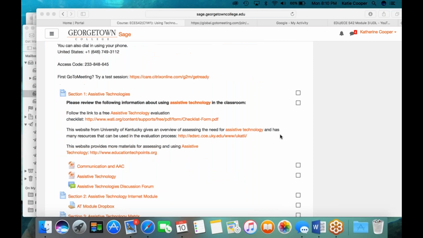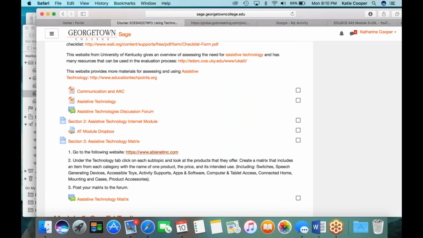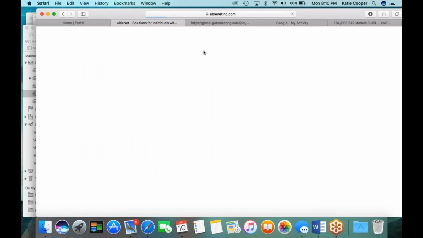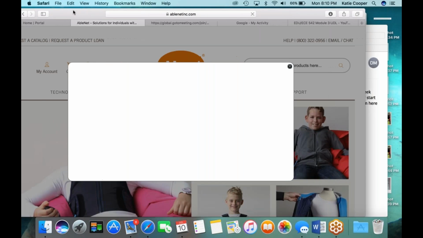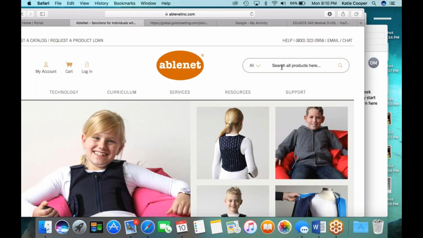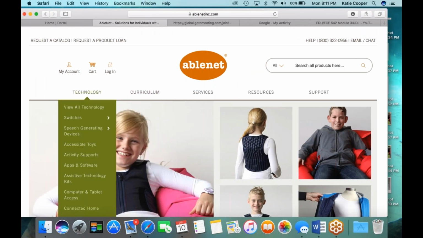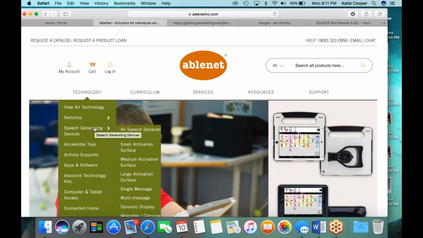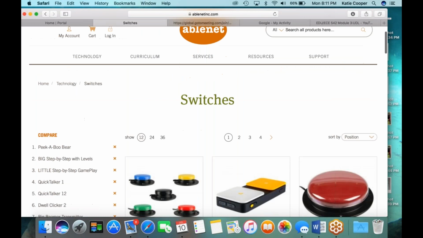And I just want to go, because for the assistive technology matrix, I had you all go to the AbleNet website. It's going to give me an ad. But if you look at some of the technology that they have, switches. I'm going to show you some different switches.